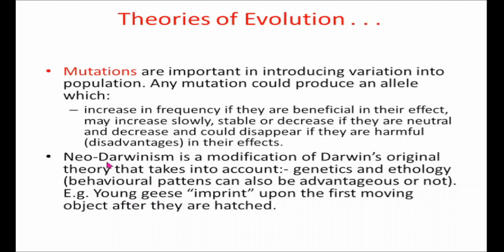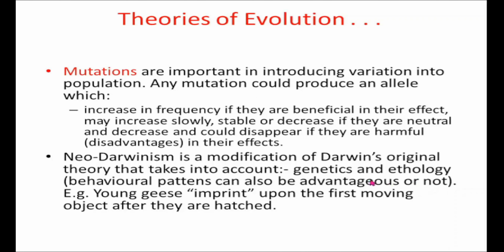Neo-Darwinism is a modification of Darwin's original theory that takes into account genetics and ethology, because during Darwin's time there was no knowledge of genetics. Today there is knowledge of genetics, so today's theory of evolution is the combination of genetics and ethology. What is ethology? Behavioral patterns can also be advantageous or not. Ethology is the study of behavior.